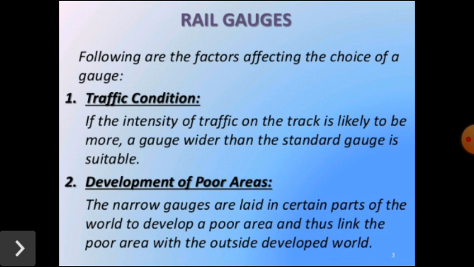Next one, development of poor areas. In areas that have no connecting modes of transport, we are going to lay a gauge like narrow gauge or standard gauge. At that point, we are not going for speed or high productivity.